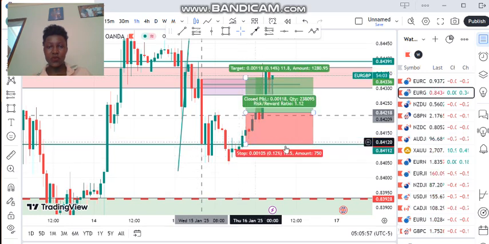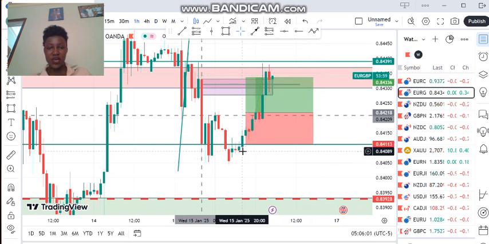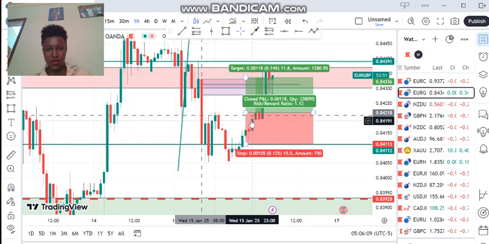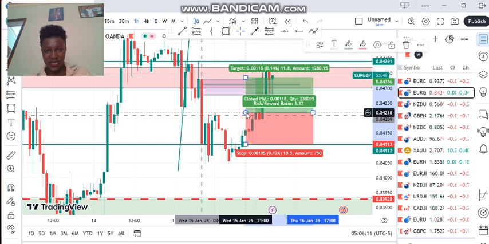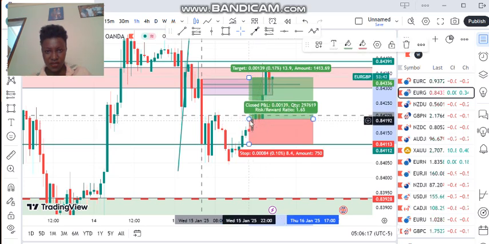Another thing I'm trying to take into consideration: you can see there was already a change of character and a break of structure. That's why we actually decided to enter from here.